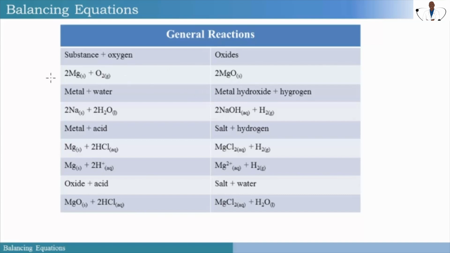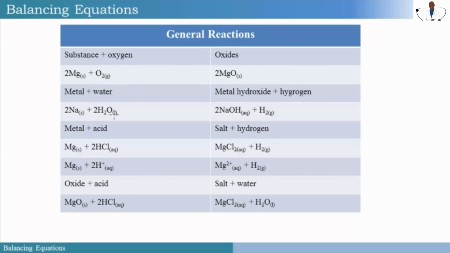Now this is a general reaction: metals will react with oxygen to produce metal oxides. I could replace magnesium here with sodium, so sodium with oxygen would give me sodium oxide. Of course, the formula would be different. So substance plus oxygen gives you the oxide of that substance.